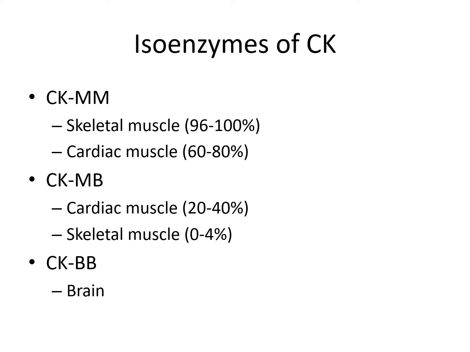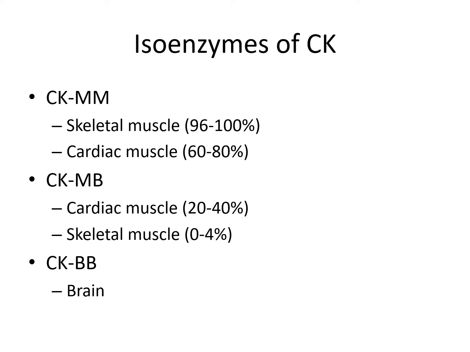What I have itemized is the concentration of CKMM and MB in both skeletal muscle and cardiac muscle, because you can find both isoenzymes in both tissues, but at different concentrations. So for instance, 96 to 100% of the CK in skeletal muscle is CKMM, whereas 60 to 80% of the CK in cardiac muscle is MM. So almost all of the CK in skeletal muscle is CKMM, but there's a high percentage of CKMM in cardiac muscle as well.